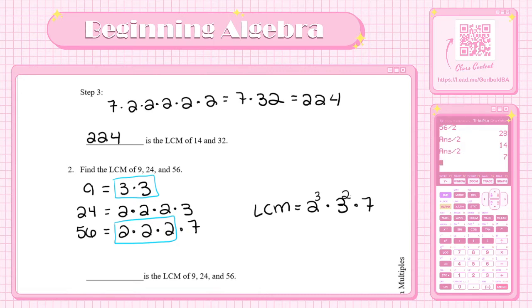Okay. So 24 had some 3s, didn't have as many though, so we took them from 9. So who has the most 7s? 56. So I'm going to take the 1, that's just 1, so I'll put a little exponent of 1 there. So this is going to be, notice I've got all of 56 boxed in and all of 9 boxed in, and nothing of 24 boxed in.